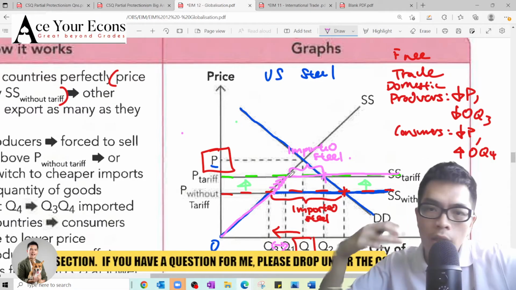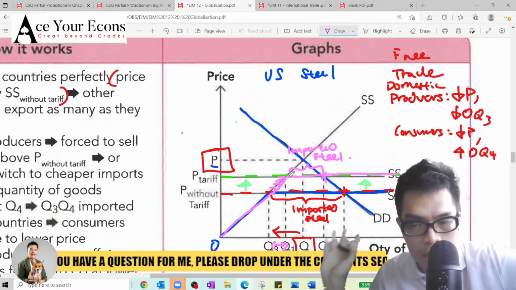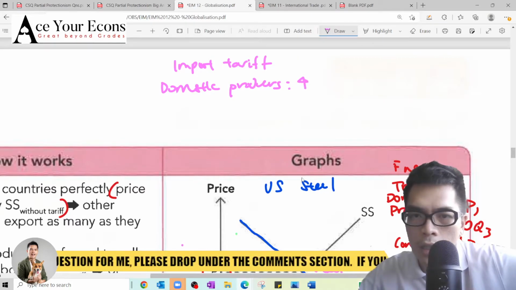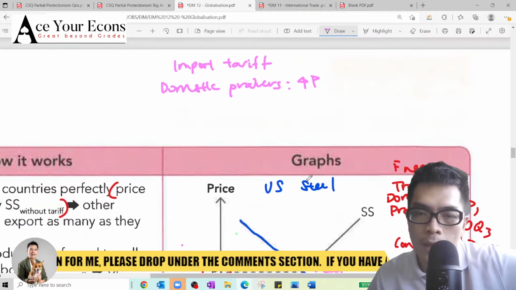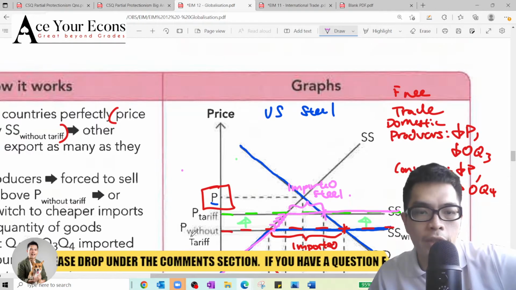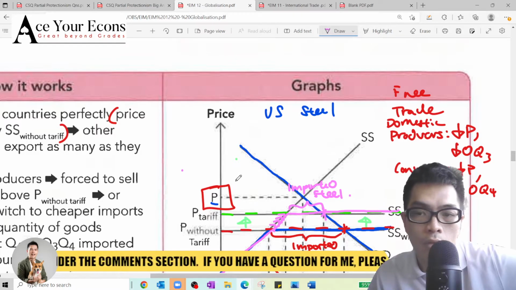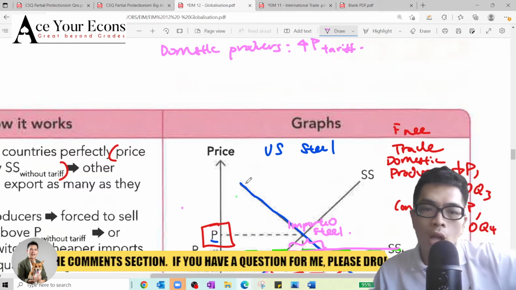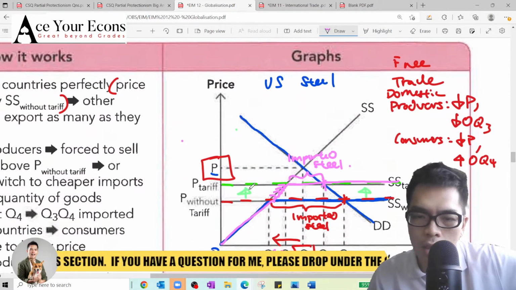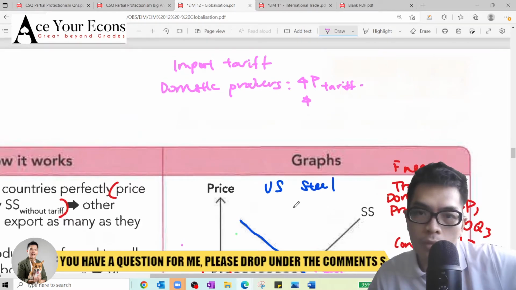And anything beyond, the supply will be replaced by relatively cheaper imports. So we can see that domestic producers are protected with a higher price. They are better off with higher price at P tariff as compared to what they initially received at P without tariff, so they actually receive a slightly higher price. Is everyone following me? And on top of that, domestic producers actually gain a teeny weeny bit of production from Q3 to Q1. Just a little bit.